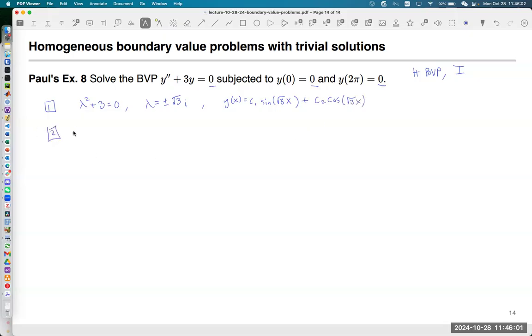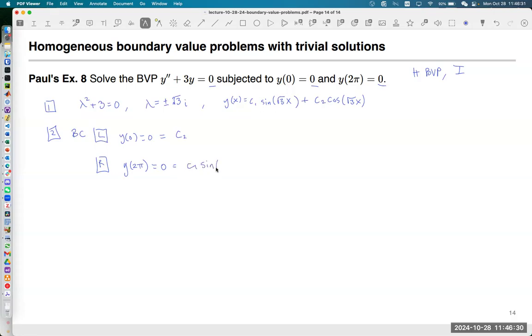Okay. Evaluate the boundary conditions on the left. We have y of 0 is equal to 0. As you all know, sine of 0 is 0, cosine of 0 is 1, so this is equal to C2. On the right, we have y of 2 pi is equal to 0. Sine of 2 pi is, and then cosine of 2 pi is... wait, sine of 2 pi is 0.